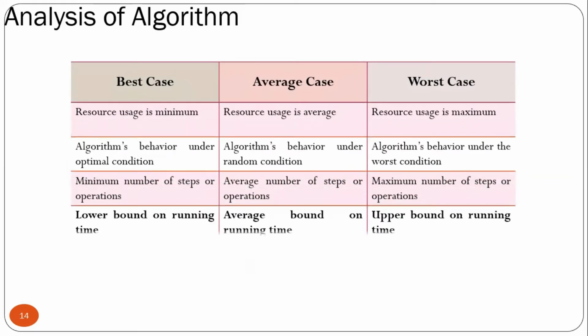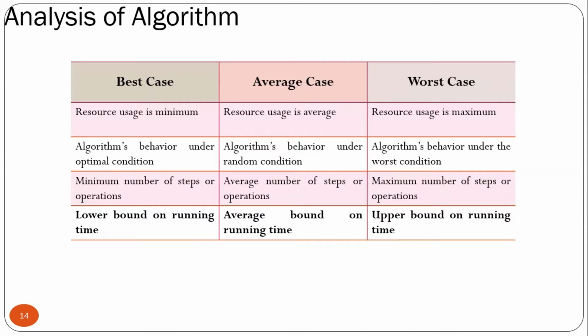This is the analysis which is done. In best case, resource usage is minimum and the algorithm is behaving under optimal condition. Optimal condition means the best condition, for example the list is already in sorted manner. So we faced no problem in finding the particular number from the given list.